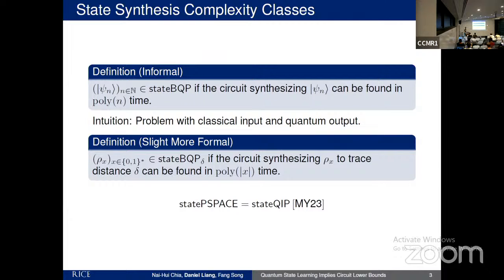So there's a very fundamental result in classical complexity theory that PSPACE equals IP. And it turns out that it was proven last year by Metger and Yuen that statePSPACE equals stateQIP. So there's this fundamental connection that still exists even for these new kinds of quantum problems.